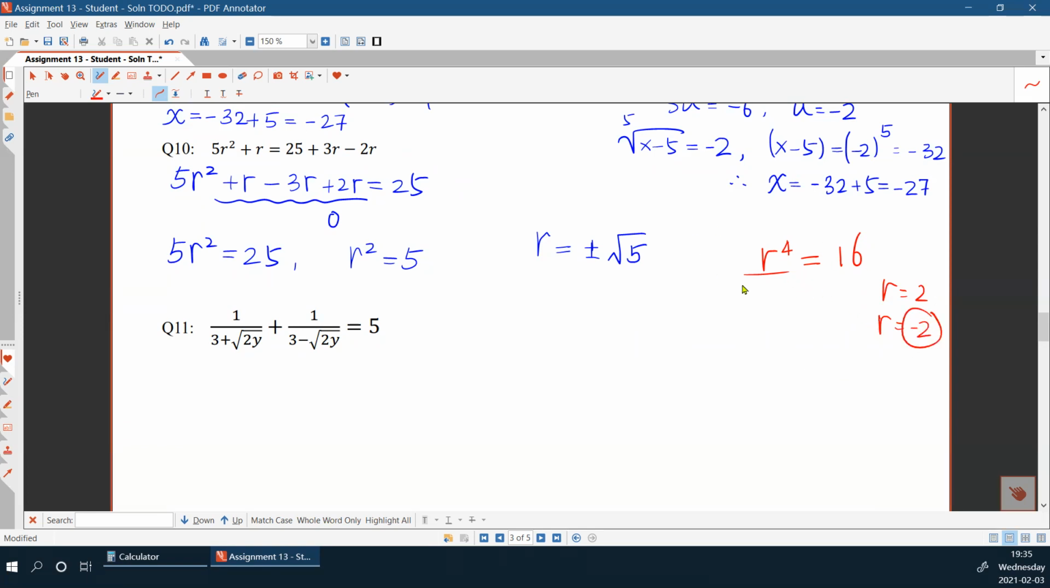So what's the takeaway here? When you have something to an even order equals something, usually how many solutions do you have here for r? You have 2 solutions, okay? Of course, this thing should be above 0, right? Cannot be less than 0. If it is less than 0, there is no solution. Do you understand? Okay, I'll rewrite this for you.